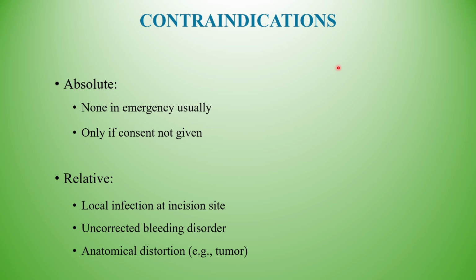Contraindication, as such, there is no absolute contraindication, and none in emergency, but only if there is no consent, because consent is important, and you can proceed only if the consent is there. Relative contraindications: if there is infection at the incision site, uncorrected bleeding disorder, or anatomical distortion like tumor. These relative contraindications also apply in patients who are on ventilator. So once these things are corrected, then you can perform the tracheostomy.